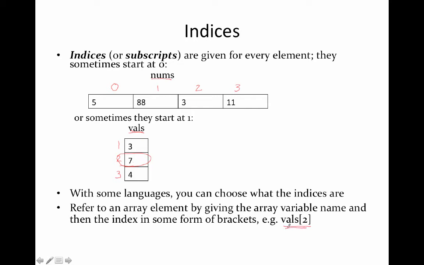So I'm going to say that out loud as vals sub 2. So the sub is short for subscript. So vals sub 2 is the second element in the array. And again, if the numbering starts at 1, then that's going to be the second element. If the numbering starts at 0, then that would actually be the third element in the array, if it starts with 0.